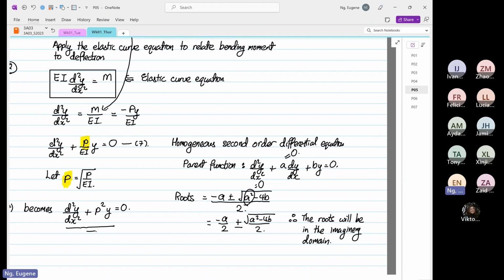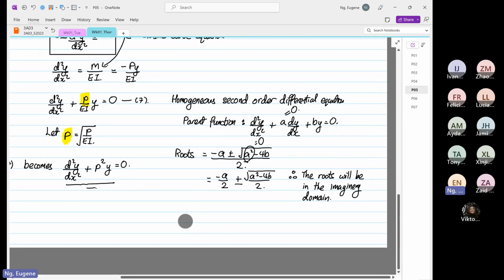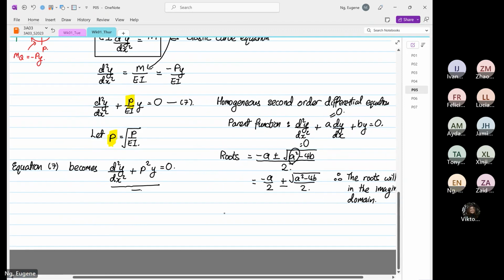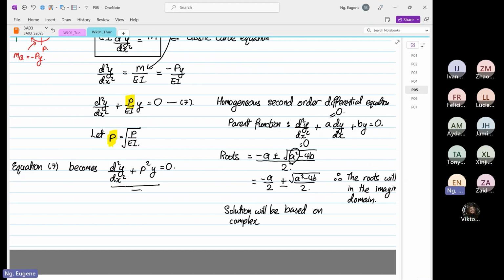Okay, right? If you turn on your calculator and put the square root of minus 4, it tells you math error. There's no real number. So in this case, the solution will be based on complex conjugate roots. Okay, we're going to have complex conjugate roots.